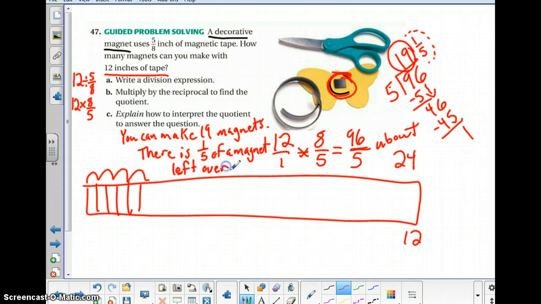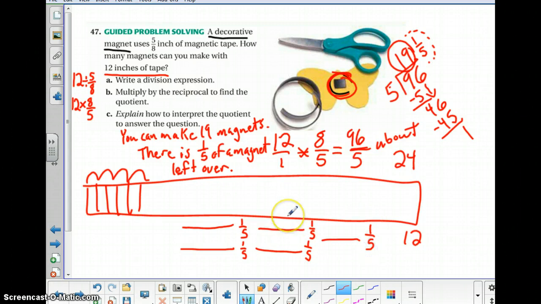Now, if you were going to sell these, would you want to have 1/5 of a magnet tape being wasted? No. How many 12-inch tapes would you use before you'd have another full magnet with those leftover pieces? 5. Yeah, 5. So if you had a 12-inch tape, you'd have 1/5 left over. If you did another 12-inch tape, you'd have another 1/5. That's 2/5. Another 12-inch tape would give you 1/5, and another would give you 1/5.